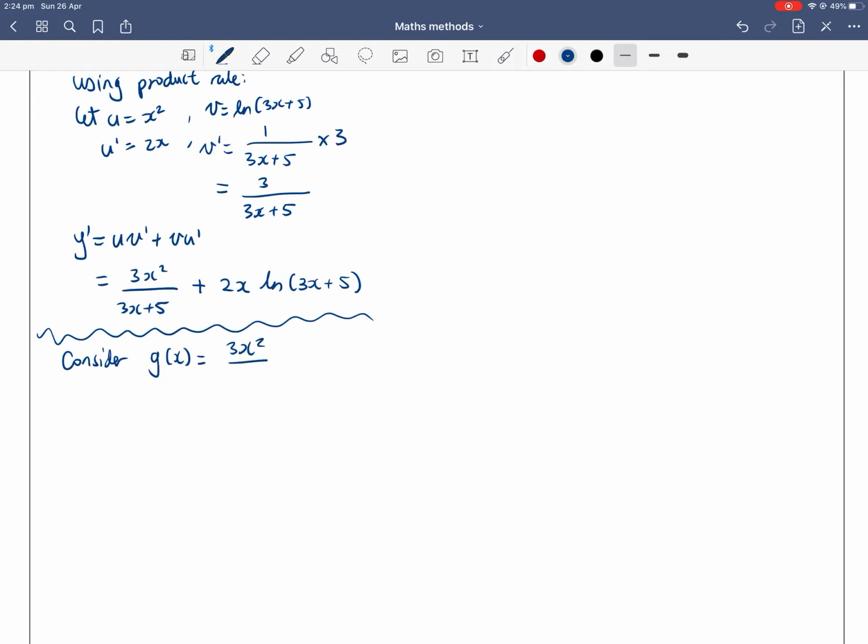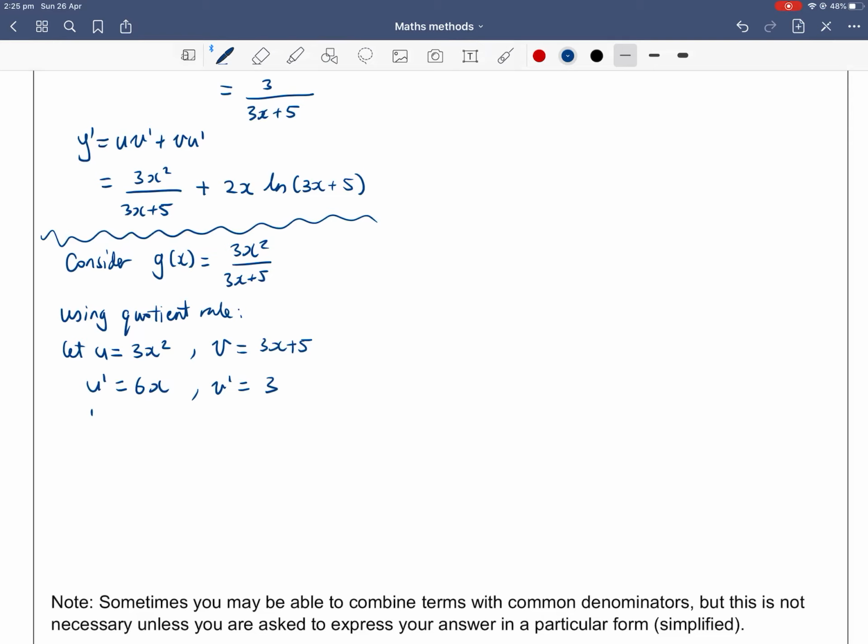I'm going to call it g. So g of x is 3x squared over 3x plus 5. So because we're dividing, I'm going to use the quotient rule. So using quotient rule, let u be the top, so 3x squared, and let v be the bottom, so 3x plus 5. u dash would become 6x and v dash is just 3. So g dash, not y, because it's g dash. So quotient rule says v u dash minus u v dash over v squared.